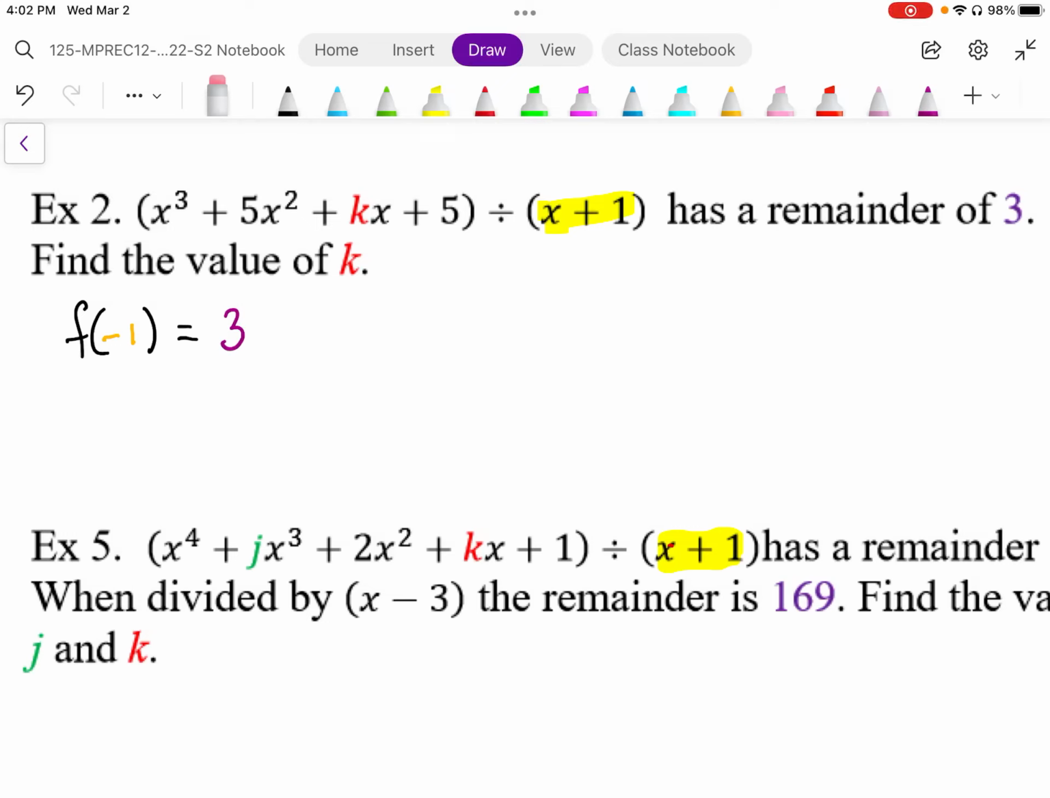So here's an example where we can apply the remainder theorem to help us solve some problems. We've been given this cubic polynomial with an unknown k, and we've been told the division statement: if we divide by x plus 1, we're going to end up with a remainder of 3. Now we could do the long division and solve it that way, but it gets a little bit complicated. So we can do this much more easily using the remainder theorem.